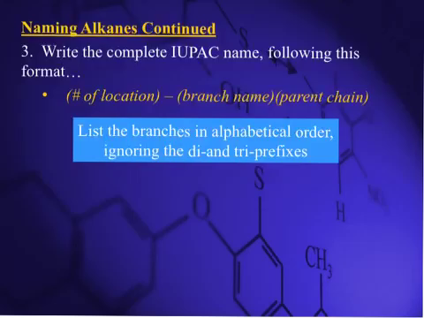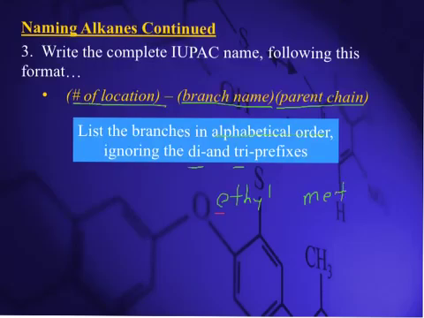After we've named our main parent chain and the location and name of any branches, we put them into the proper format. The parent chain comes last, in front of it comes the branch name, and in front of the branch name you write the number of the location, the number where that branch is attached to the parent chain. And we will list the branches in alphabetical order, ignoring any di or tri prefixes. Therefore, the word ethyl, because it starts with an E, will always come before methyl, because it starts with an M.